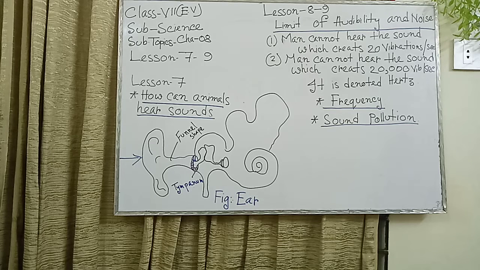We know that vibrating objects produce sound and that sound is circulated in all directions through a medium. We also know that from the previous class. Now the question is how can we hear sound? The outer shape of our ear looks mostly like a funnel.